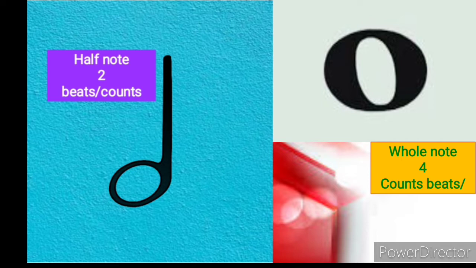The next note is a minim, or we call it a half note. Half note has 2 beats or 2 counts. 2 of these half notes will give you 1 whole note. How many half notes can you find in 1 whole note? 2, because it has 2 beats or 2 counts. And this you count 2.